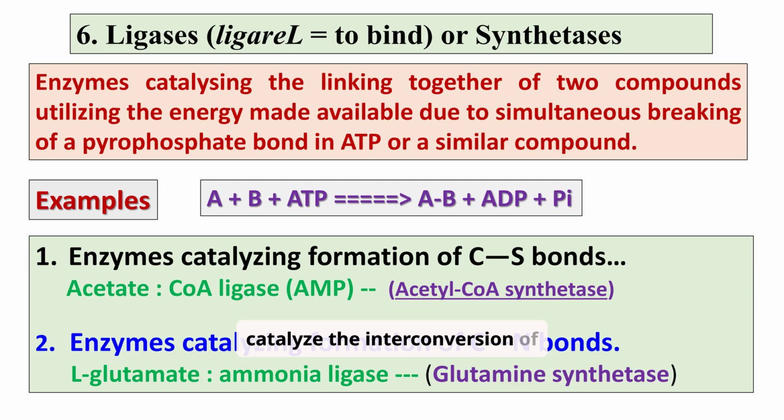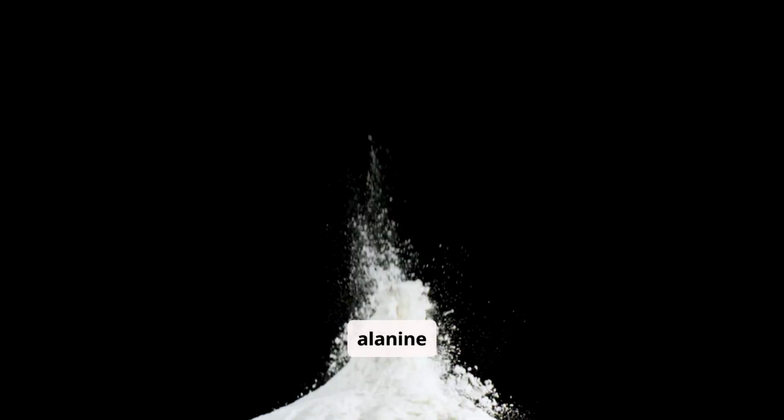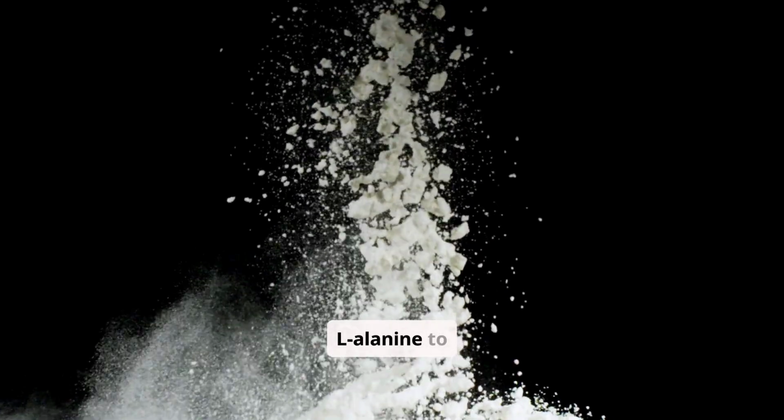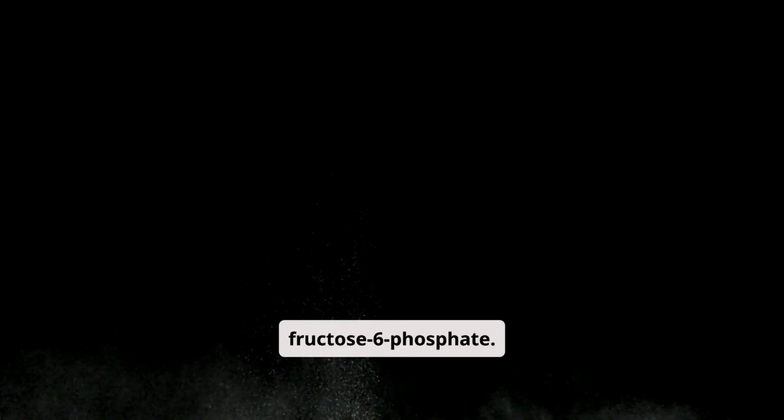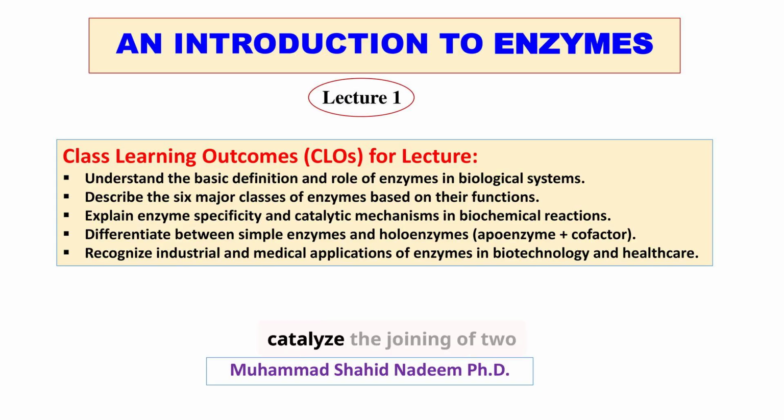Isomerases catalyze the interconversion of optical, geometric, or positional isomers through intramolecular rearrangements. Examples include alanine racemase, which converts L-alanine to D-alanine, and glucose-phosphate isomerase, which converts glucose 6-phosphate to fructose 6-phosphate. Finally, ligases catalyze the joining of 2 compounds, utilizing the energy from the breaking of a pyrophosphate bond in ATP or a similar compound. Examples include acetyl-CoA synthetase, which forms a carbon-sulfur bond, and glutamine synthetase, which forms a carbon-nitrogen bond.